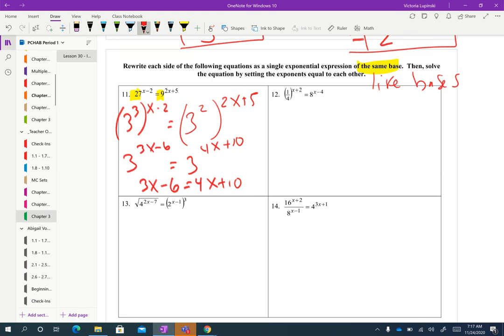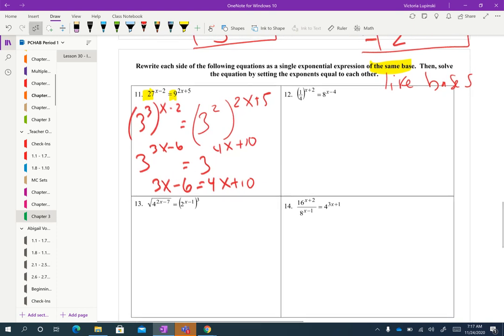Put all the x's on one side. So 4x minus 3x is x. Put all the constants on the other, and you're going to get x equals negative 16. Sorry, I kind of ran out of room there a little bit.